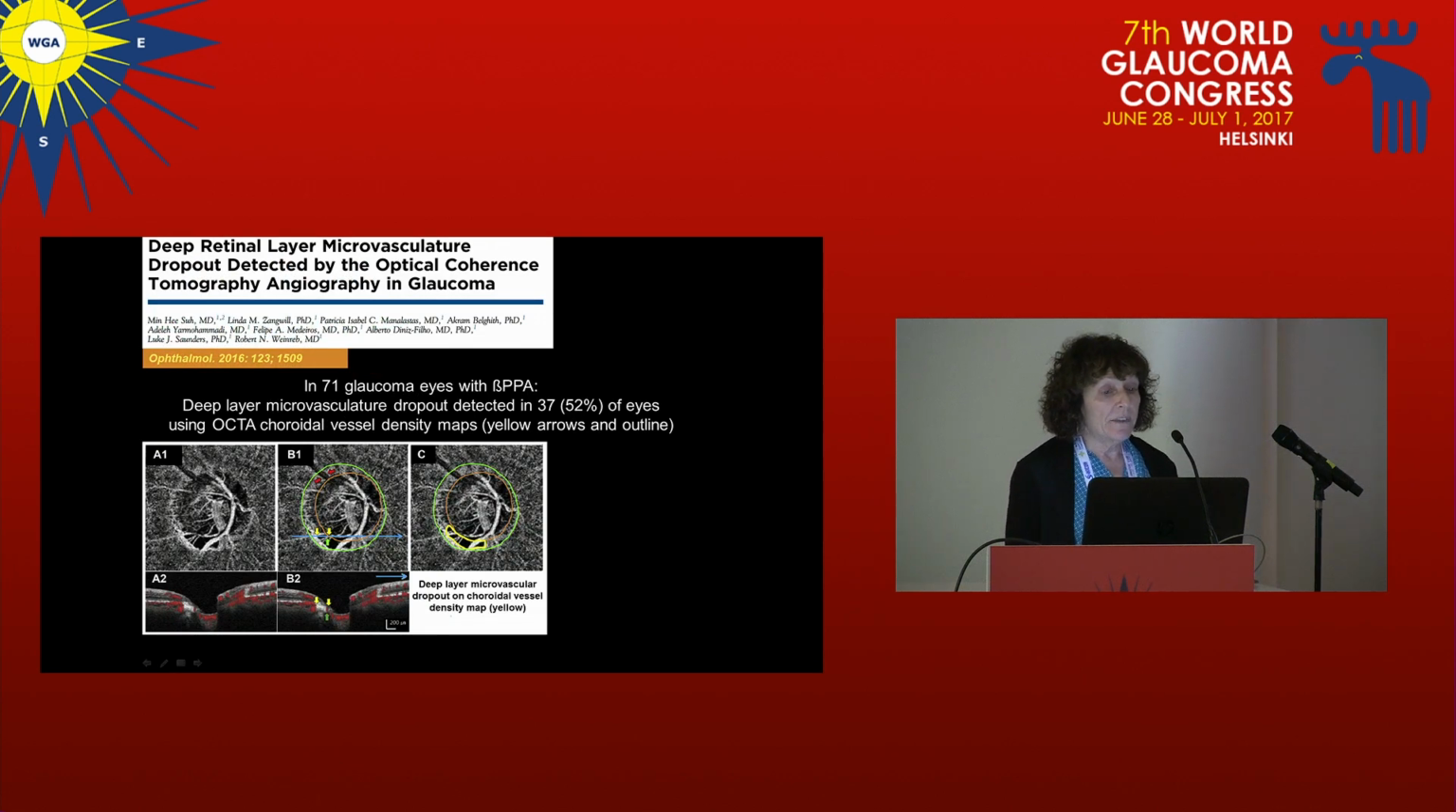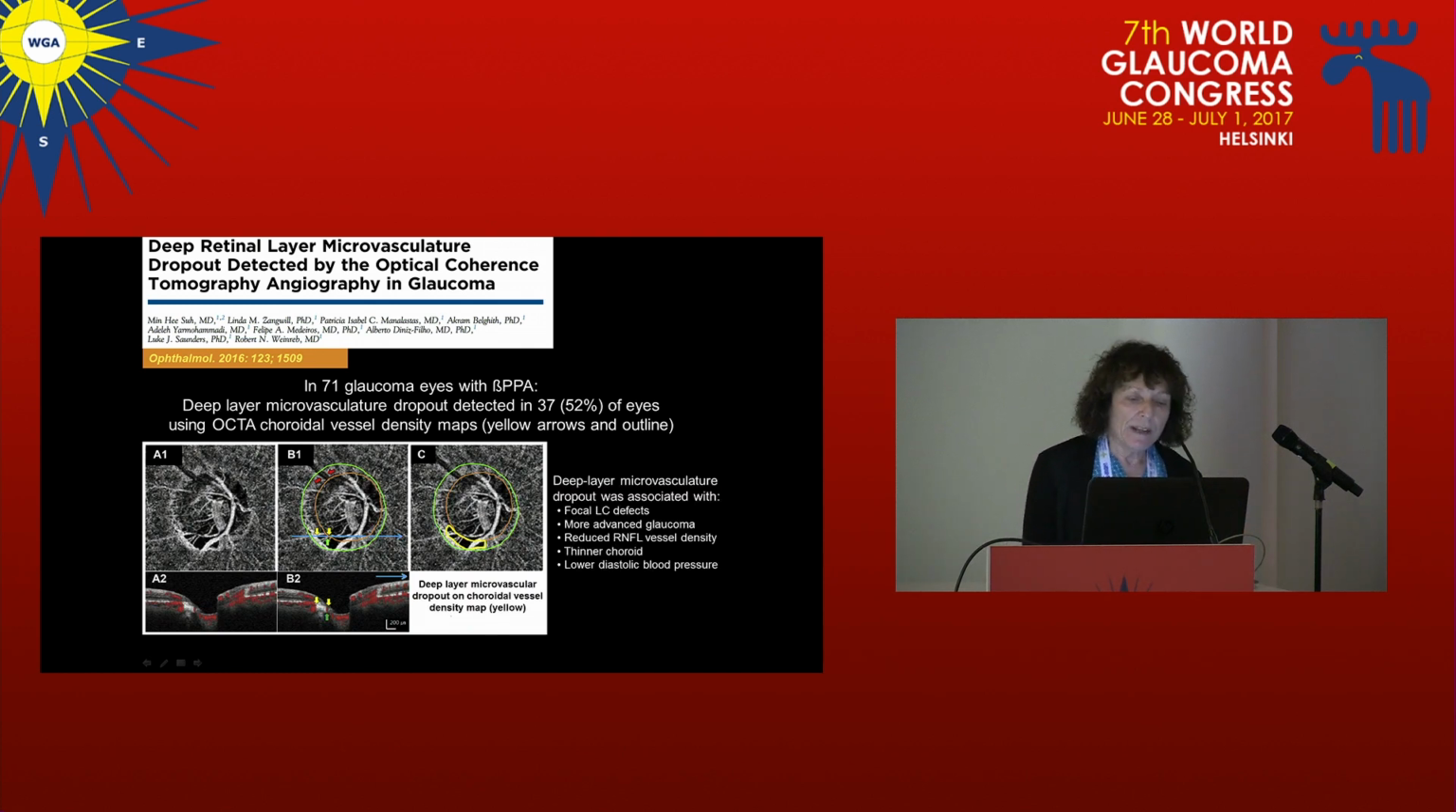Moreover, in 71 eyes with peripapillary atrophy, we saw deep layer microvascular dropout in 52% of those eyes, using the OCTA choroidal vessel density maps. In the area of the peripapillary atrophy, there were no projection artifacts. And what we found was that the deep layer microvascular dropout was associated with lamina defects, more advanced glaucoma, reduced nerve fiber layer thickness, thinner choroid, and lower diastolic blood pressure. So it's a complicated story.